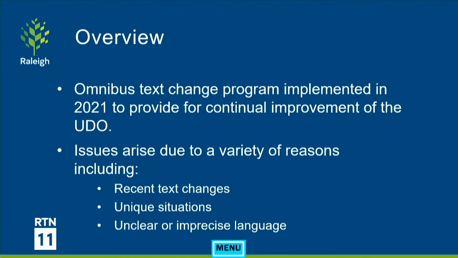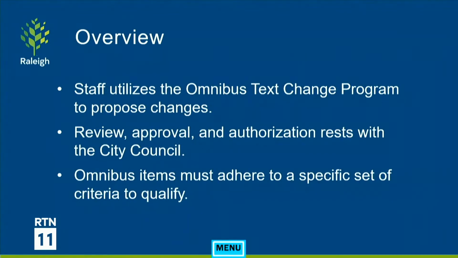The Omnibus program was implemented a few years ago. It's a way for staff to bring forward suggestions and improvements to the UDO, namely by addressing items that might arise in its day-to-day administration for a variety of reasons that might need clarification. Ultimately, obviously, the council has full authority to accept or reject any of these changes. Any change that would result would come in the form of an ordinance that would culminate in a public hearing at the full city council meeting.